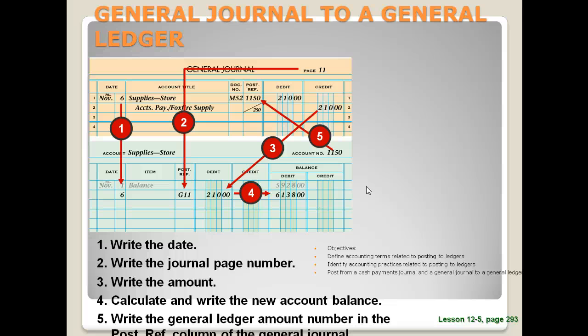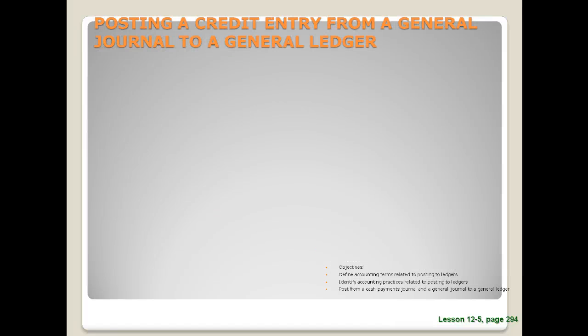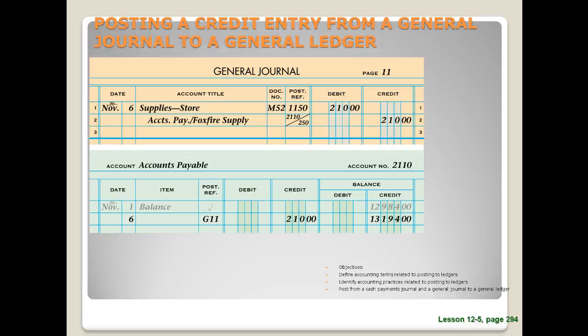So I know this is tedious. It's important that you know how to do it, and don't forget that somebody had to write the software, somebody had to write the code that does that posting. So I know some of you guys are like, well, why do we have to learn how to do it if a computer does it for us? Well, because somebody has to know how to do it so the computer can learn how to do it, right? Right. Okay, next slide. We're going to be posting a credit entry from a general journal to a general ledger.